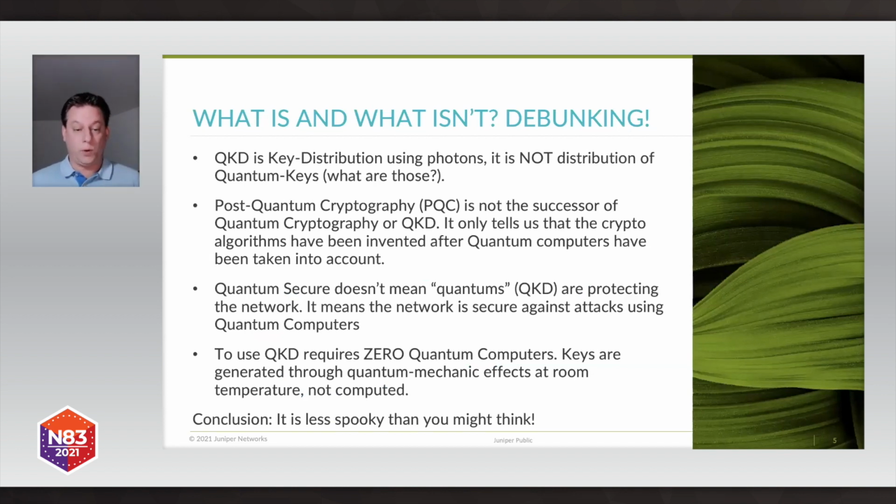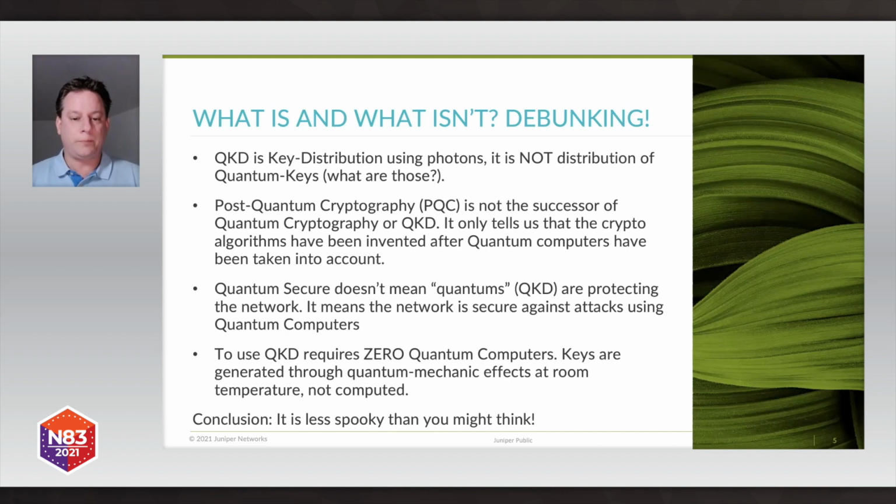Let's also see what we're not talking about. We're not using quantum computers. So we're using some of the quantum properties, but quantum key distribution doesn't require any quantum computers. So everything we're talking about in this presentation can be done at room temperature, right? For a quantum computer, you need specialized rooms with extreme cooling, etc. But in this case, it's equipment that can be used, as I said, at room temperature.